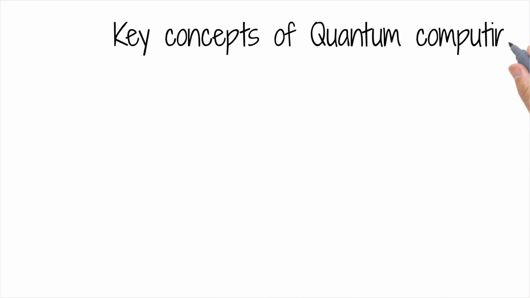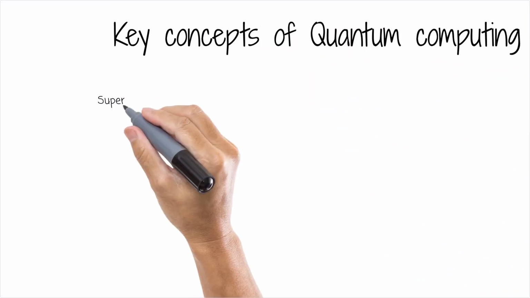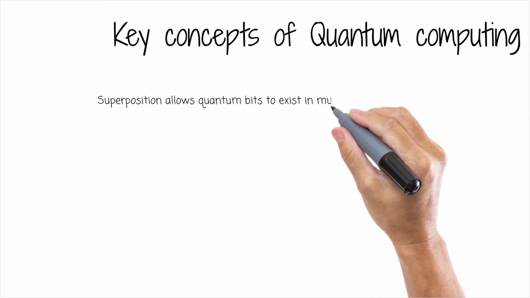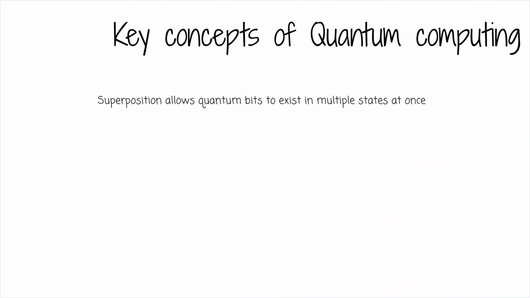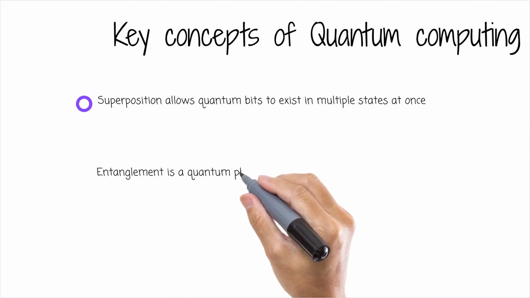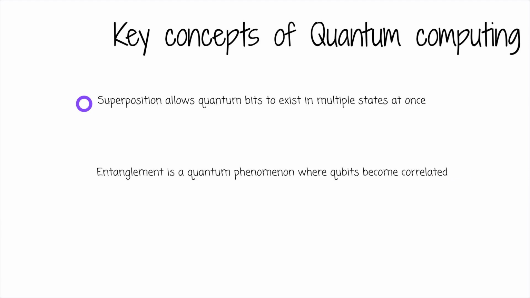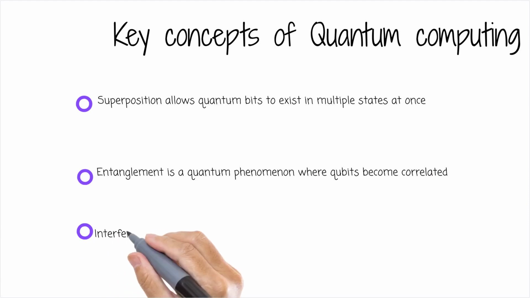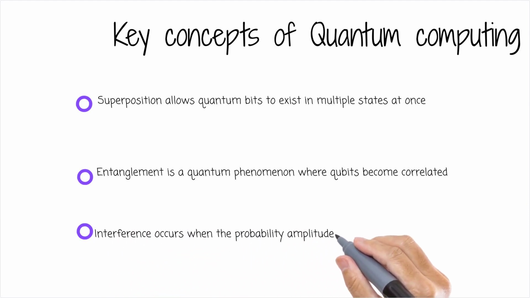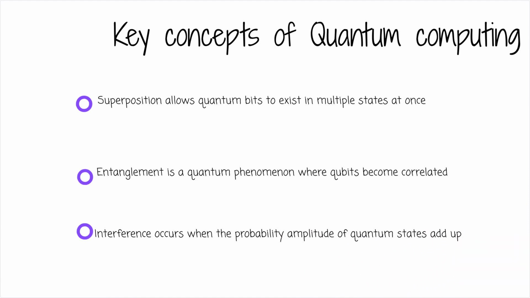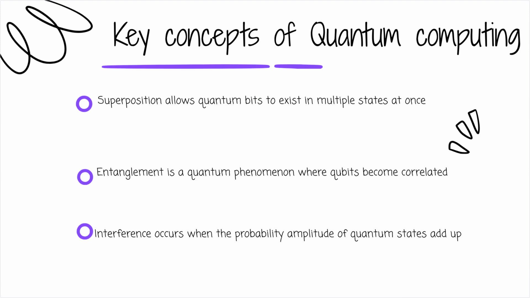Now that we have seen quantum computing's definition and how normal, classical computers work, we're going to dive into what makes quantum computers different. What is so special about quantum computers? What makes them unique in their own sense? So basically, quantum computing leverages quantum mechanics, and it has three key concepts, which are superposition, entanglement, and interference.